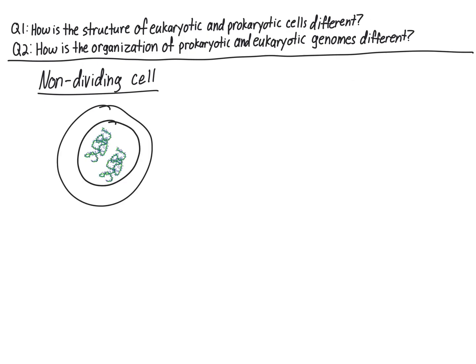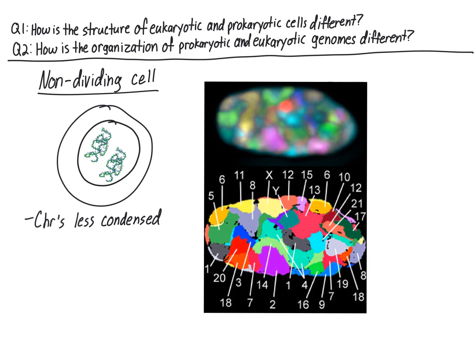When a cell is not dividing, the chromosomes are decondensed, and their DNA is less tightly associated with histones and scaffolding proteins. Because of this, the DNA is spread around the nucleus. This is a picture of uncondensed chromosomes from an actual cell, where each chromosome has a different color. Chromosomes are decondensed so the proteins necessary for transcription can access the DNA and transcribe the genes on the chromosome.